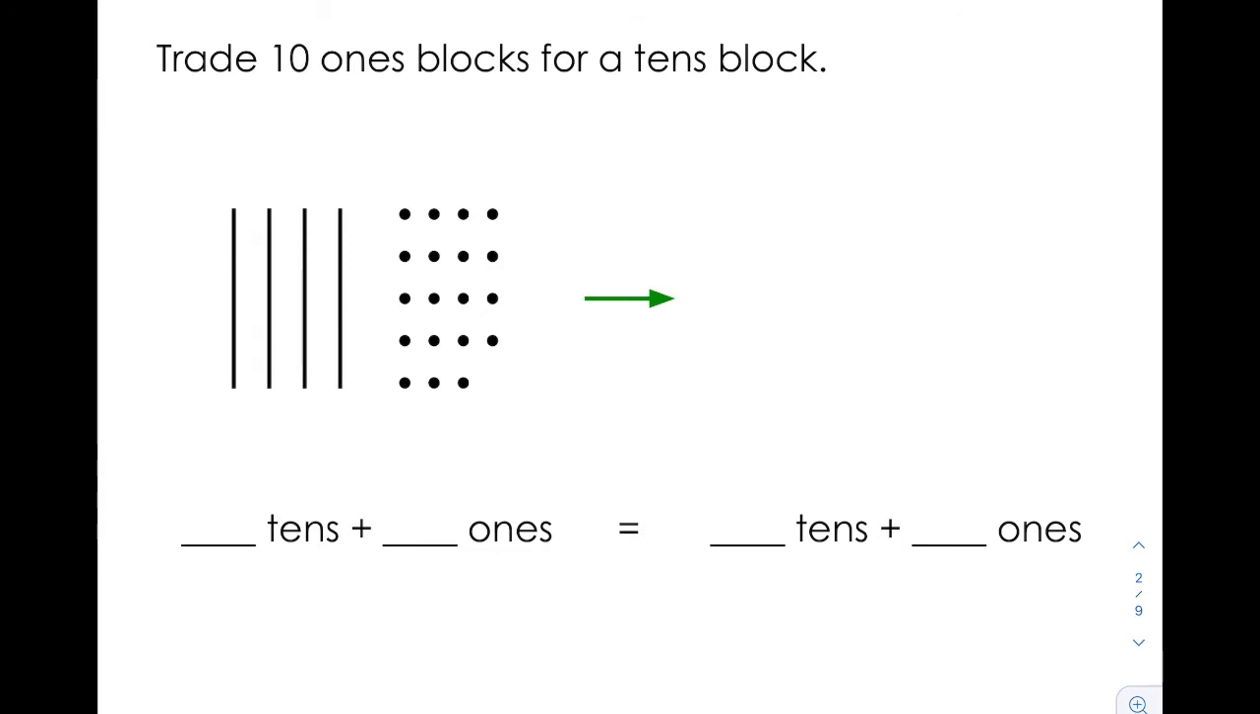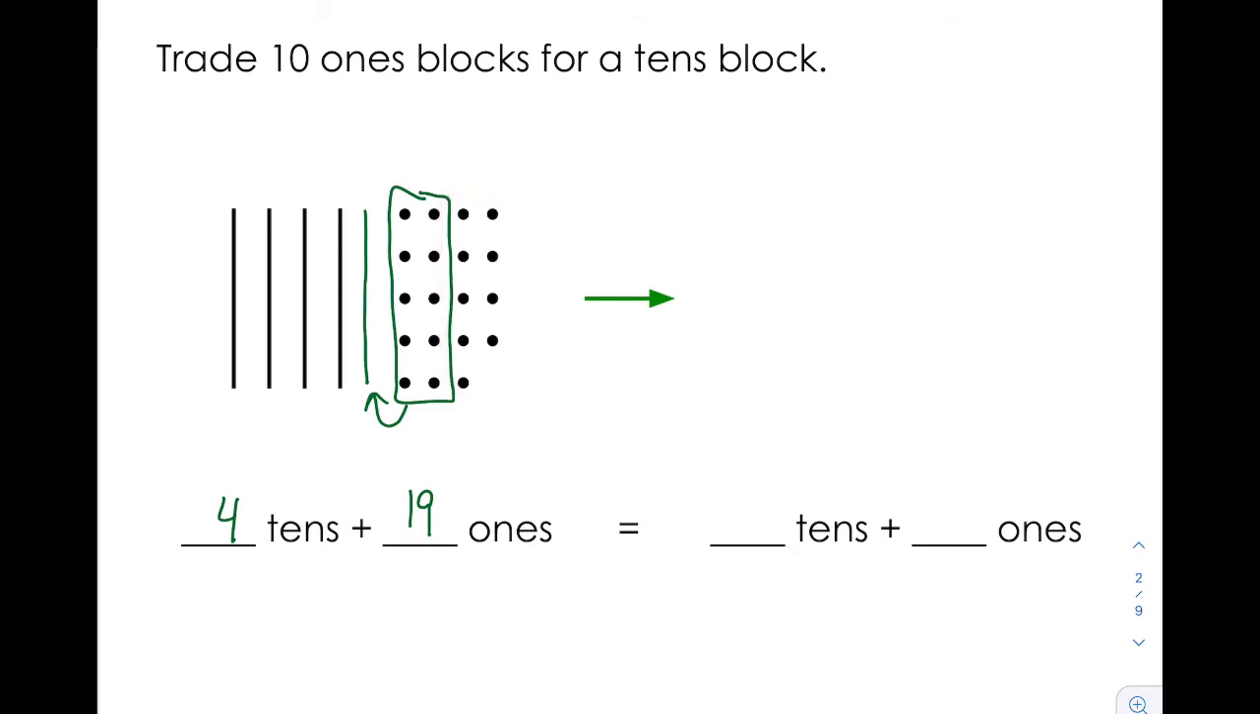So we have 4 tens blocks to begin with, and if we count by 5s here, we have 5, 10, 15 plus 4 more makes 19. So we have 4 tens and 19 ones. We can make a group of 10 here, and that can be traded in for an additional ten. And then we don't have enough left over here to make another group of 10. There's only 9 there.